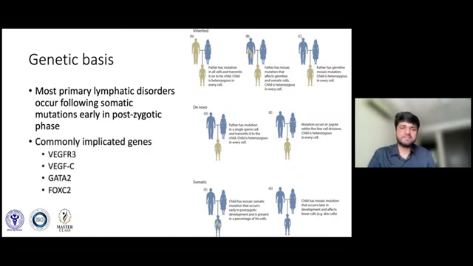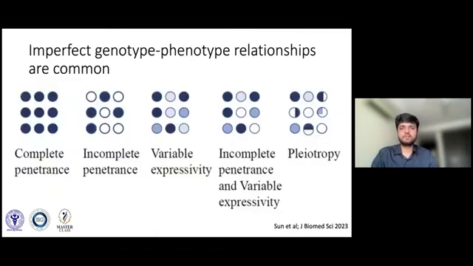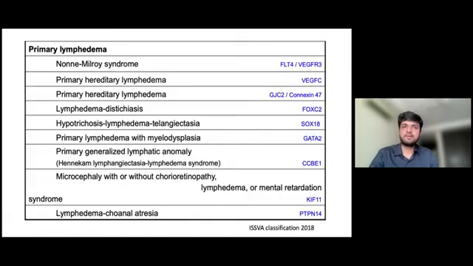Commonly implicated genes include the ones that we had seen before, the ones that are involved in lymphangiogenesis, as well as the formation of the valves. To further complicate the matter, there is an imperfect genotype phenotype relationship, as we saw earlier. While we are used to disorders which have complete penetrance, in the sense that a patient who has FAP will have an APC gene mutation, these disorders are not that perfect, and there could be incomplete penetrance. There could be variable expressivity, where a patient who has the gene may not manifest all the manifestations and may manifest only some of the clinical manifestations that may occur.